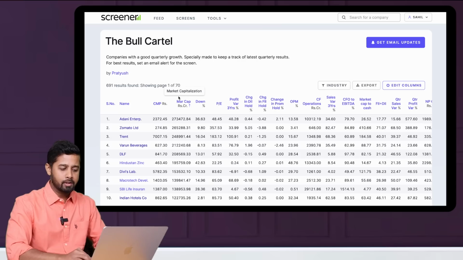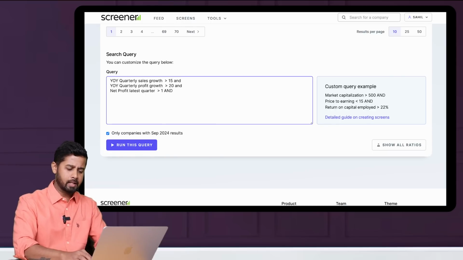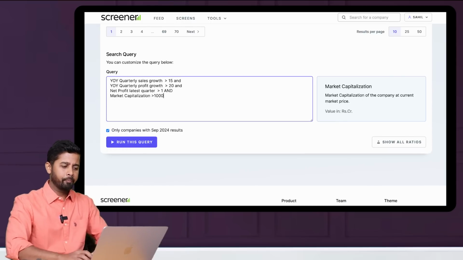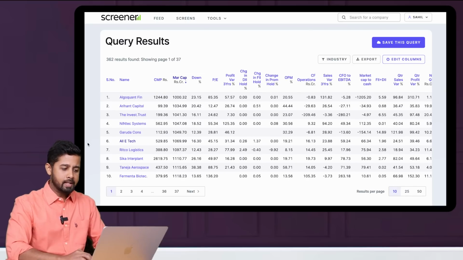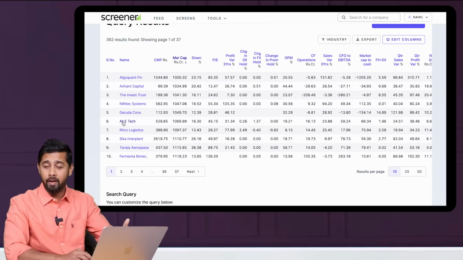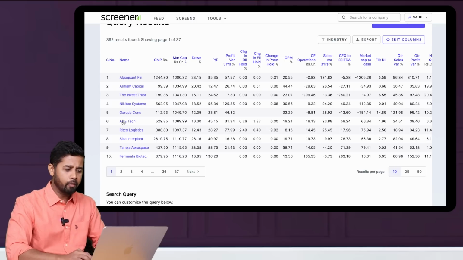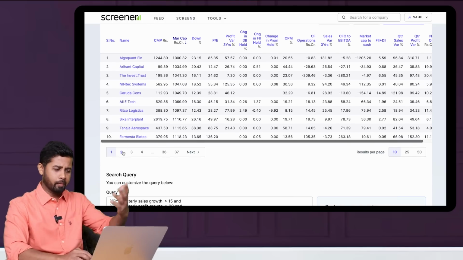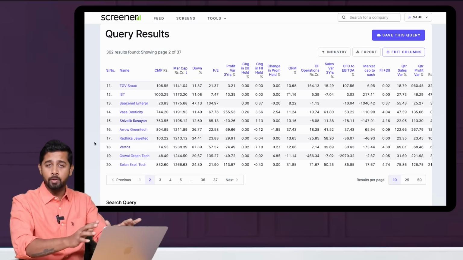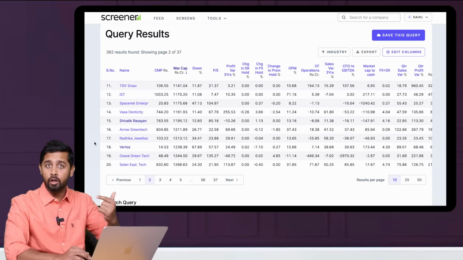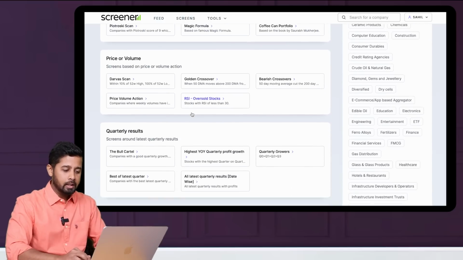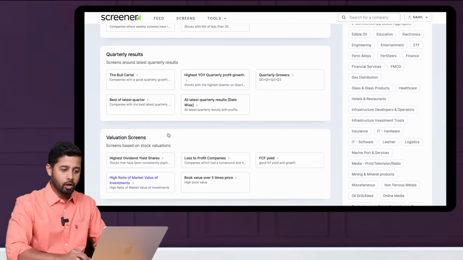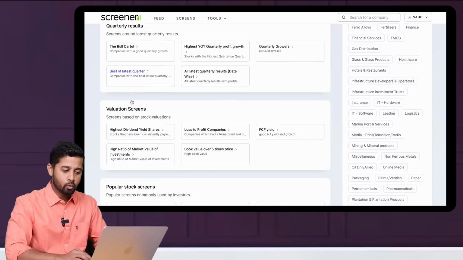If you look at it, let me put certain filters like market cap greater than 1000, and if I run it and sort it from low to high, you can see certain very interesting names like Olitech that we have discussed recently. Then there are some names even I am not aware of. But yes, this is one way to filter out companies that are doing well in terms of quarterly results. Next, we have parameters like the highest year-on-year quarterly profit growth, best of latest quarter.